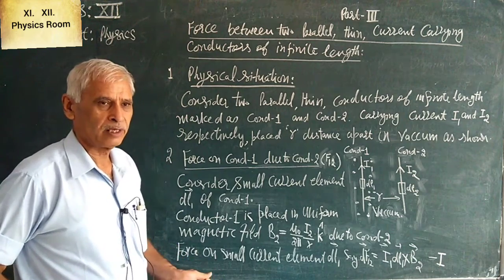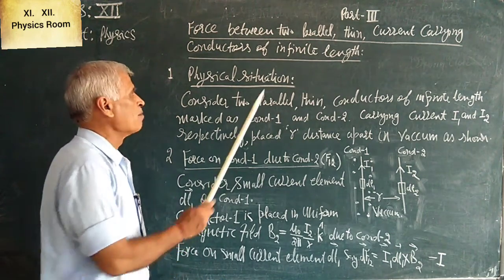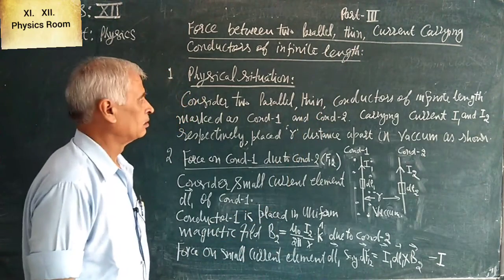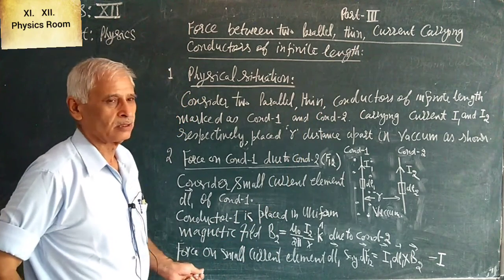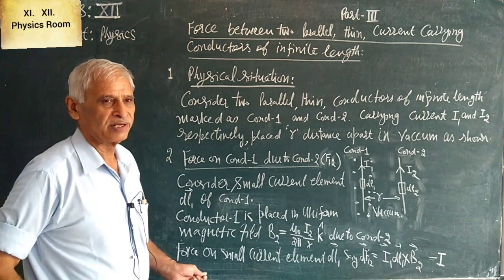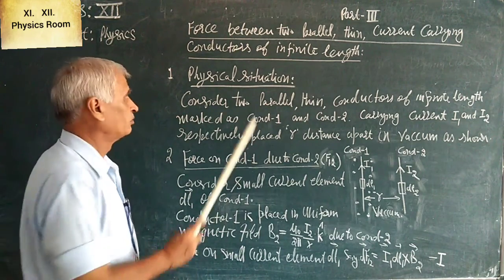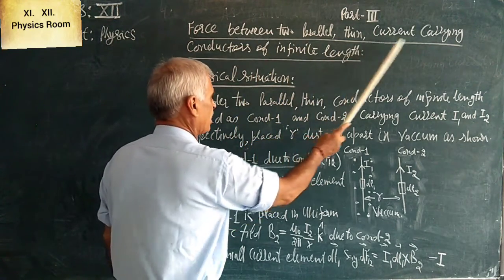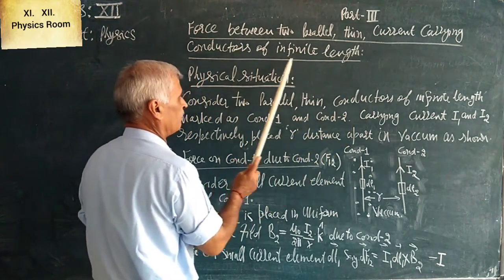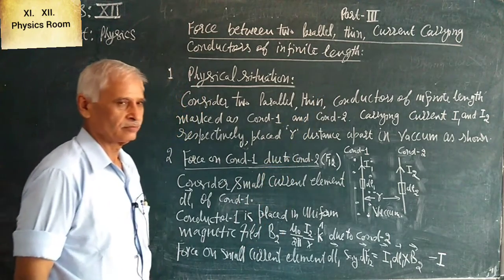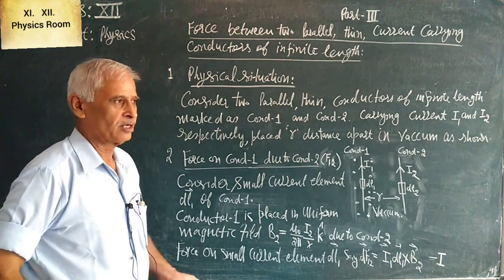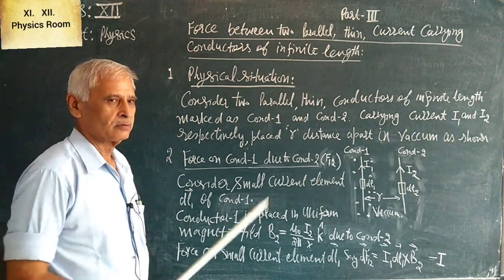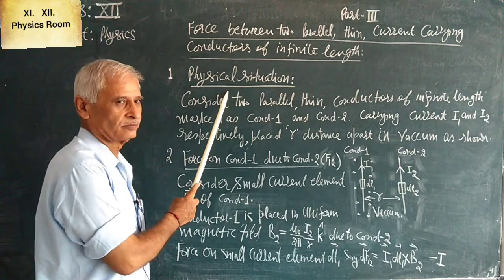Continuing with our topic, we come to part 3. In part 3, we are to derive an expression for the force between two parallel thin current carrying conductors of infinite length. Now, in order to derive the expression, we are to develop the physical situation.